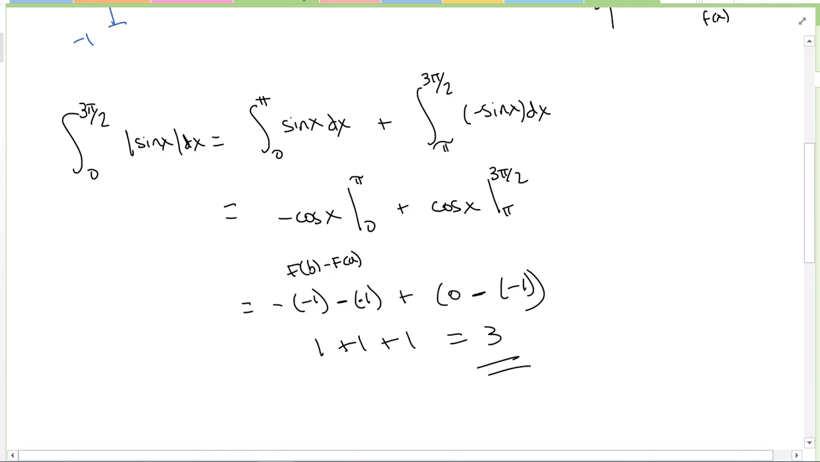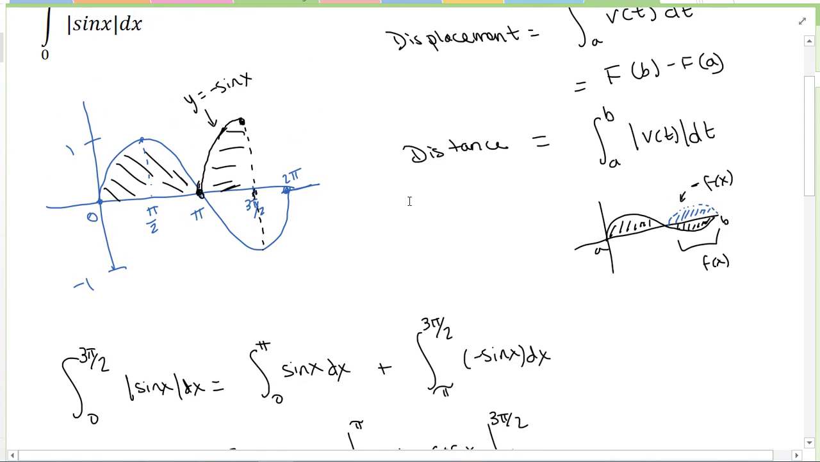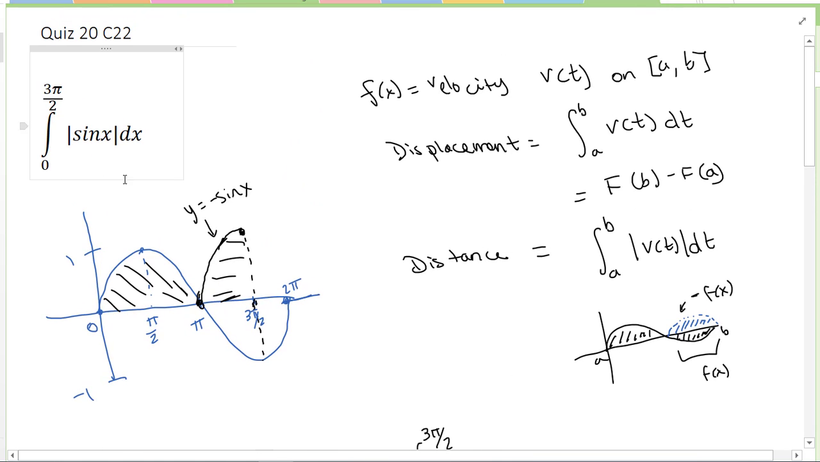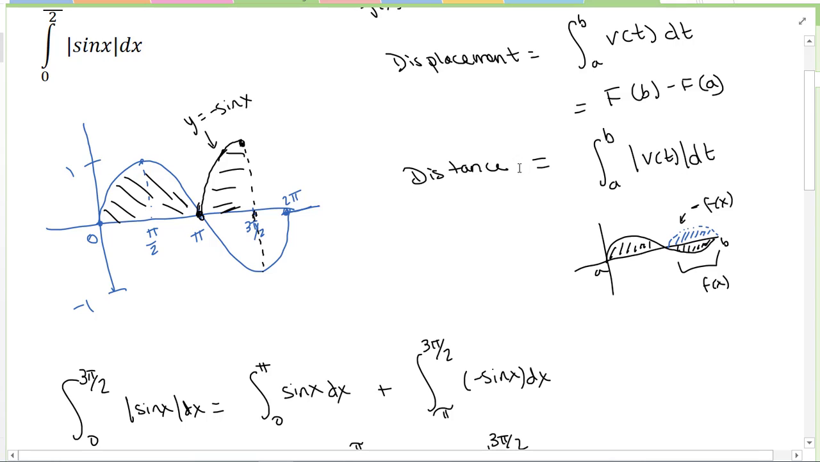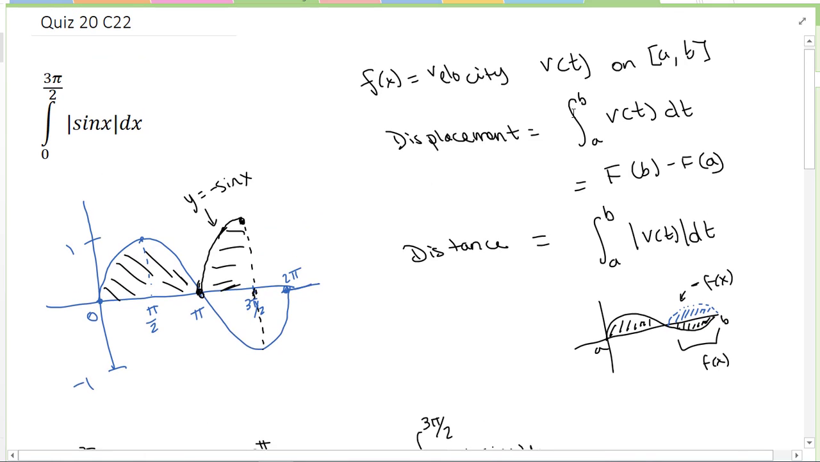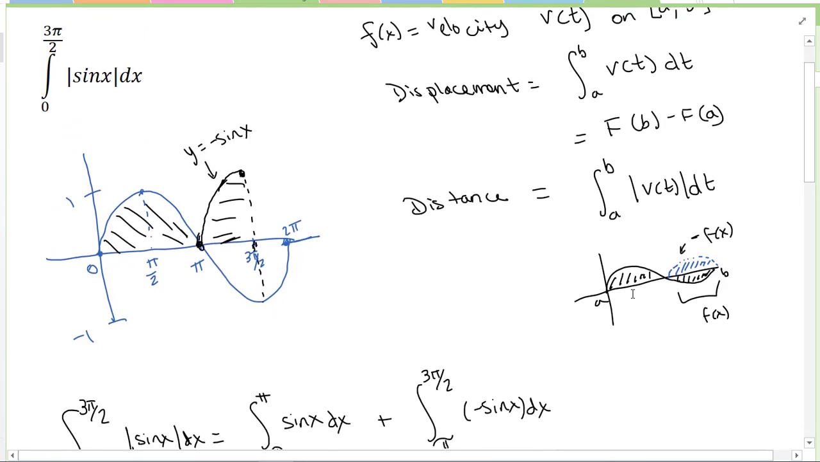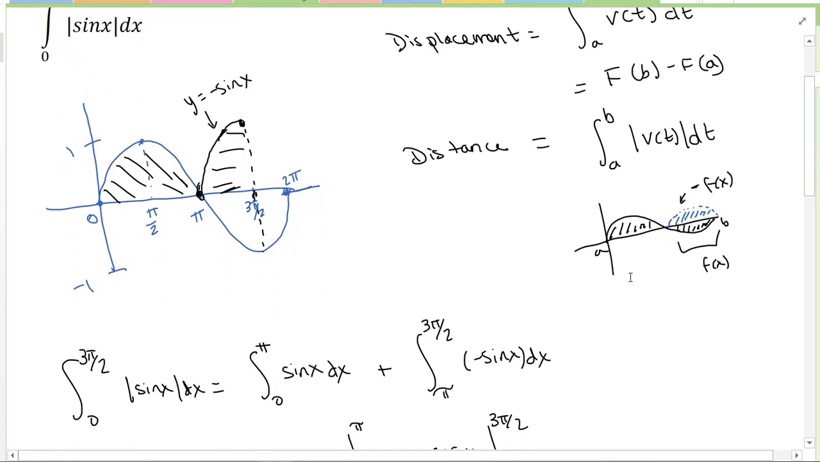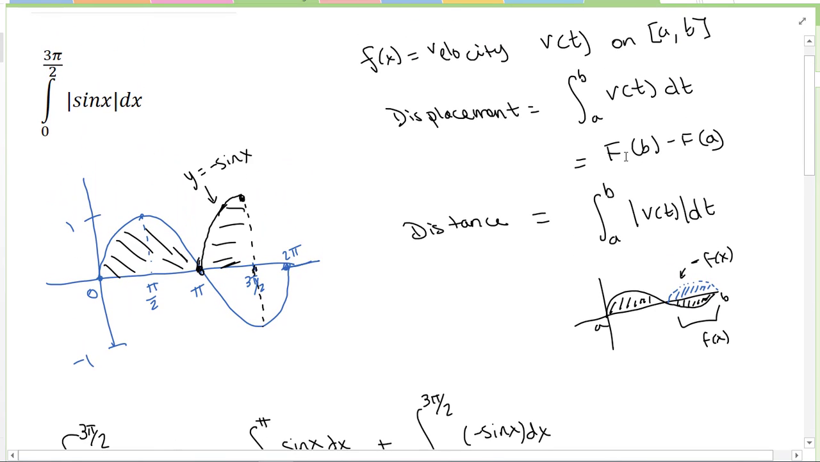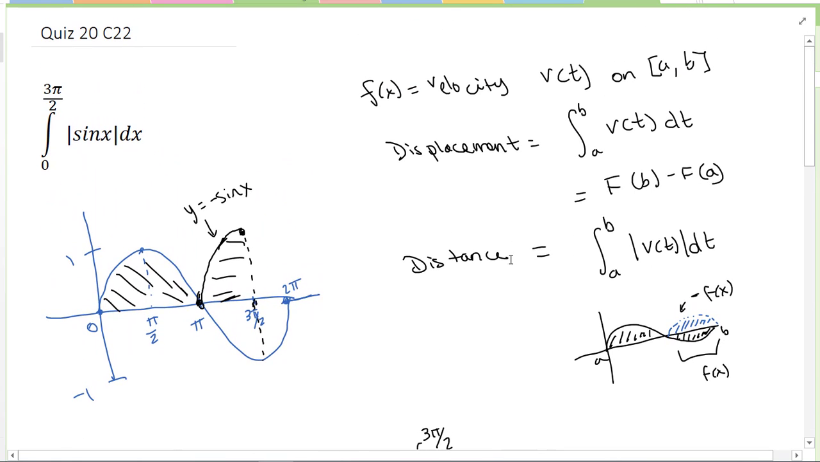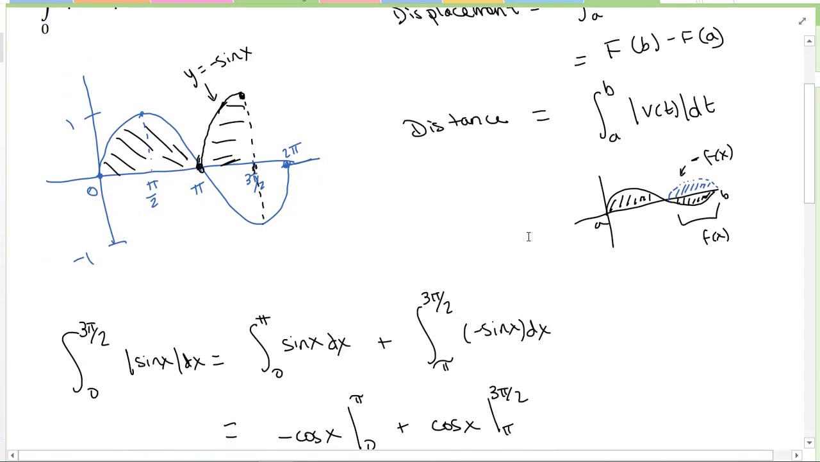So I hope that that helps with this particular problem from the quiz and how to do absolute value. And remember, we did this when we did displacement versus distance, which there was one on the exam that was an extra credit. And so a lot of you for the distance gave me the displacement actually. And so just remember that the distance is the absolute value of your velocity function. All right, hope that helped.